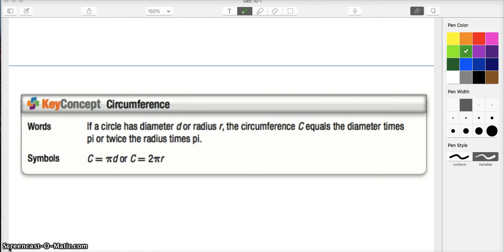The last concept we're going to talk about is finding the circumference of a circle. Circumference is equal to pi times the diameter, or 2 times pi times r, and that makes total sense to us because we know that the diameter is equal to 2 times r.